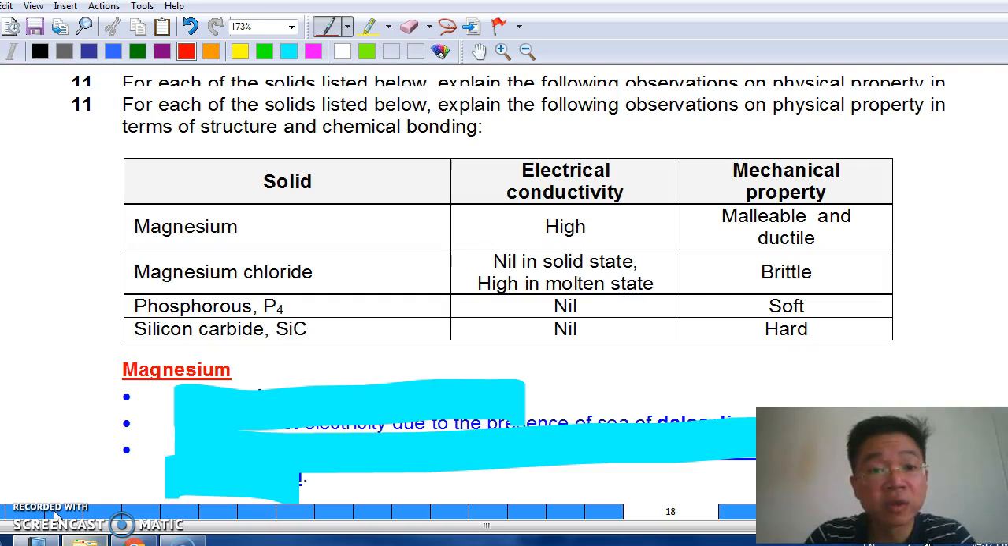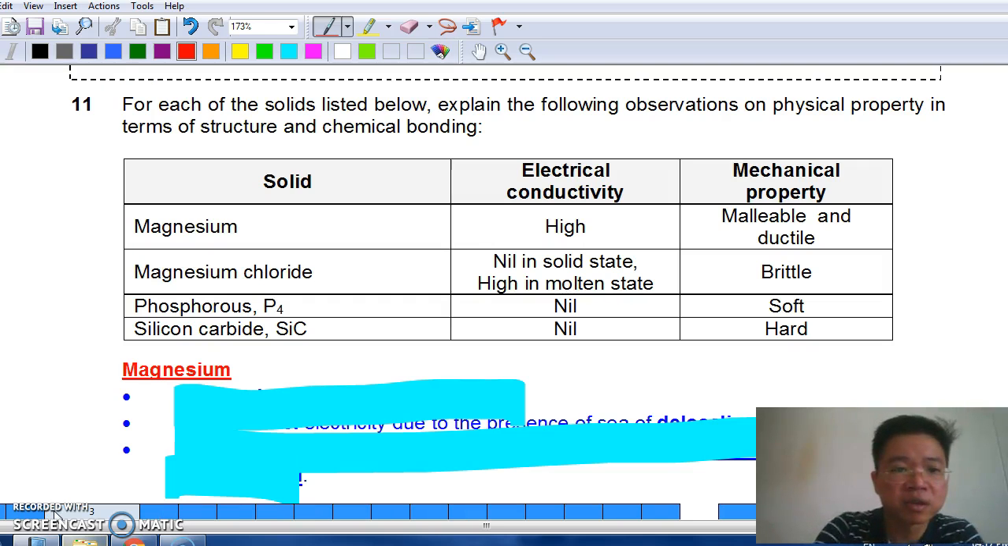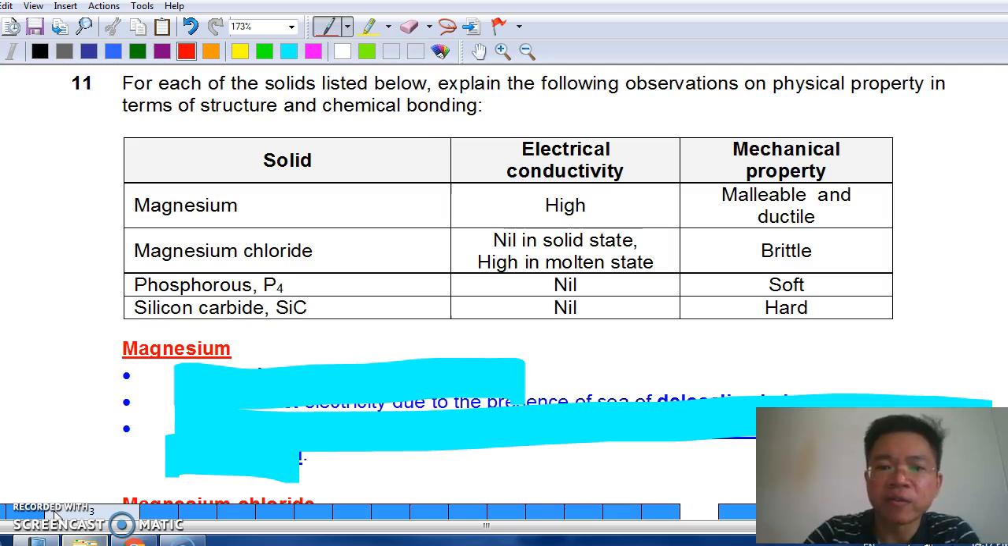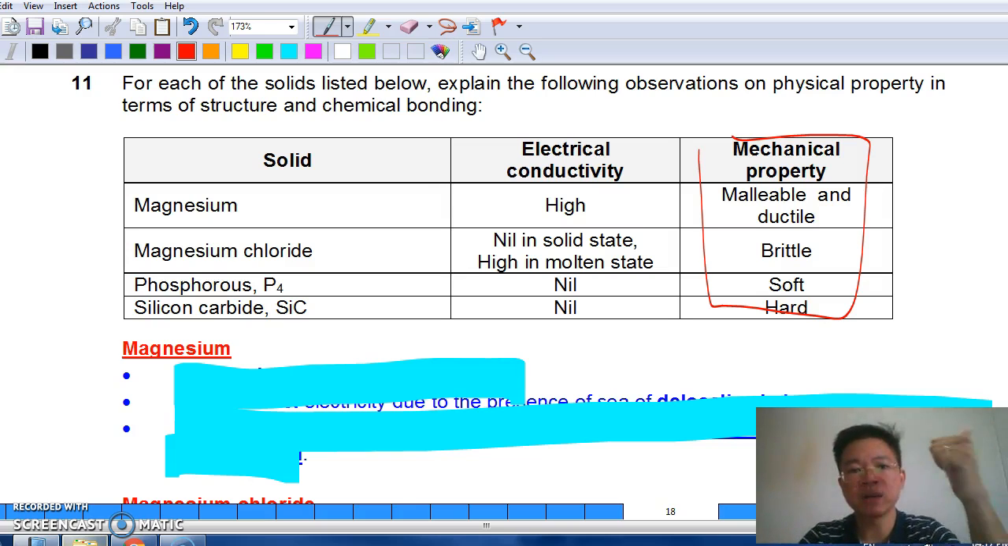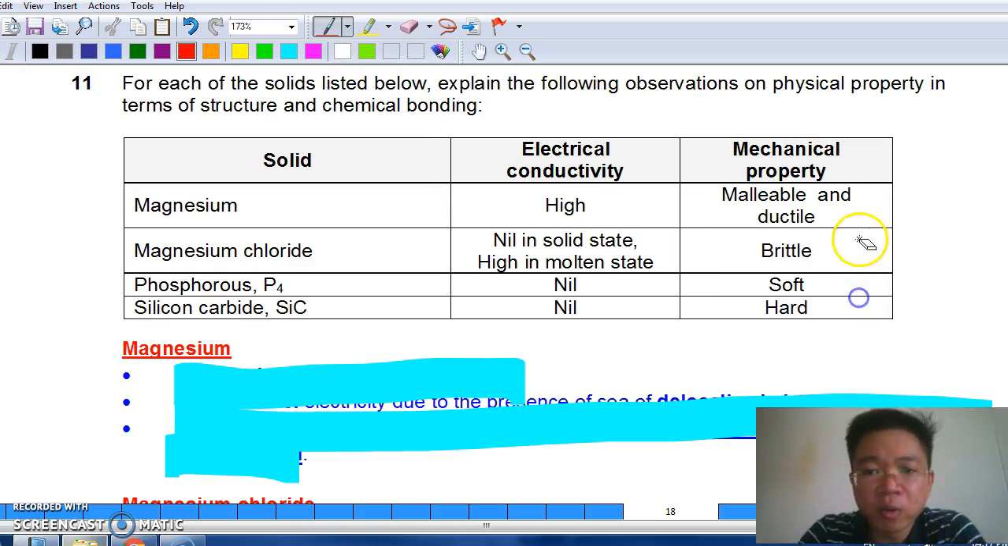So this question wants you to explain why the solids listed here have different electrical conductivity and different mechanical properties. I think for this kind of question, you follow the same format. First mention what the structures are, then the type of bonding, and then your conclusion. Okay, let's have a quick overview of the types of substances.